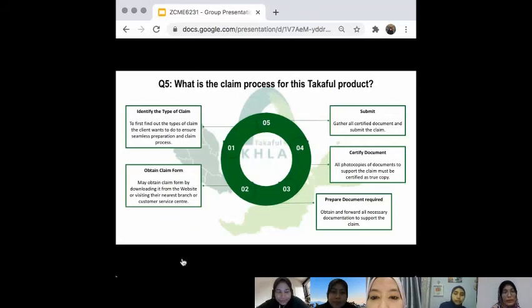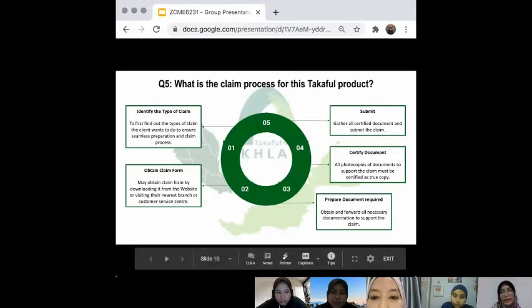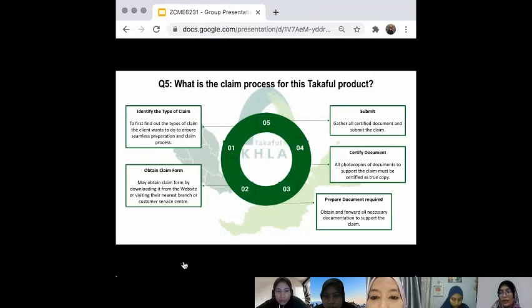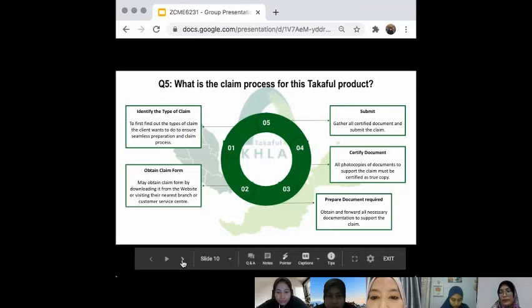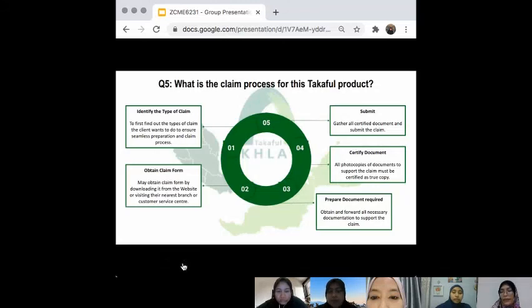The second is obtain claim form. Client may obtain the claim form by downloading it from the website or visiting their nearest branch or customer service center. The third step is prepare documents required. Obtain and forward all necessary documents to support the claim to the family and medical Takaful claim department. The fourth step is certify documents. All photocopies of documents to support the claim must be certified as a true copy by a commissioner of oath or branch manager or any family and medical Takaful claim personnel.